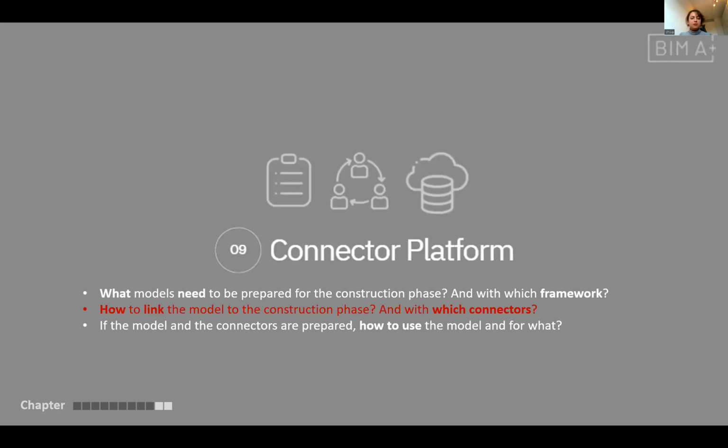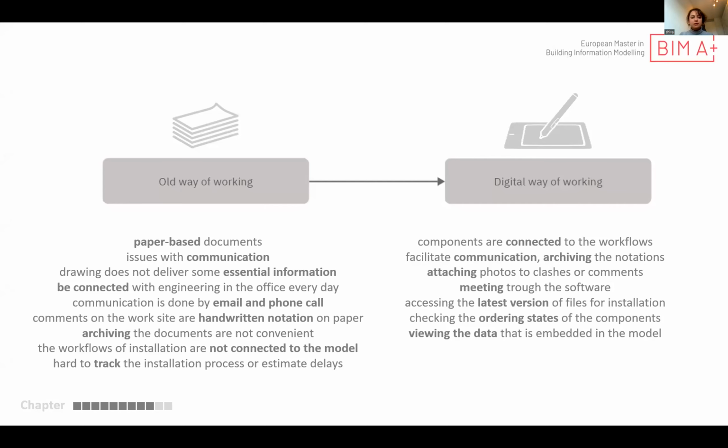So the next part is a connector platform. For the connector platform, I first want to say we have two ways of working. The old way of working is paper-based documentation. We have issues with communication, because sometimes we need essential information, and the installer needs to be connected with the engineering in the office, regularly via email and phone call. The notation is handwritten, archiving the project is not convenient, the workflow is not connected to the model, and tracking the progress of the project is not that easy.